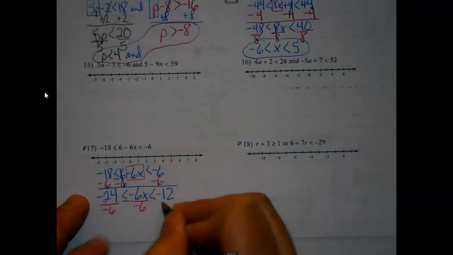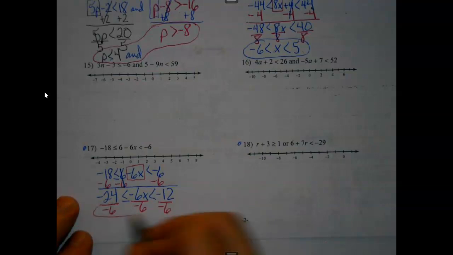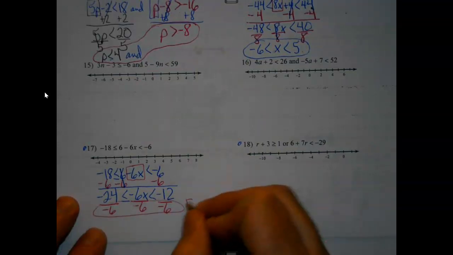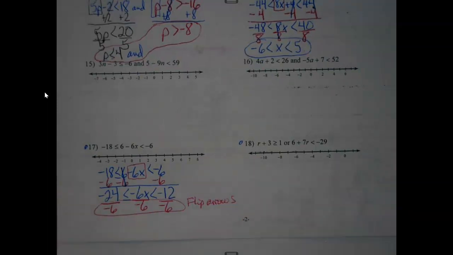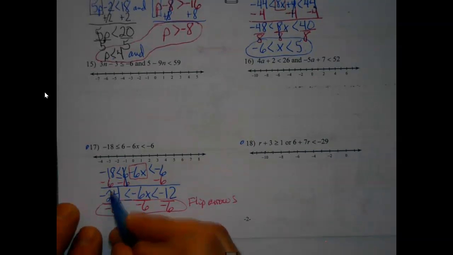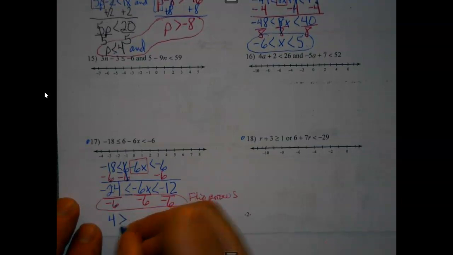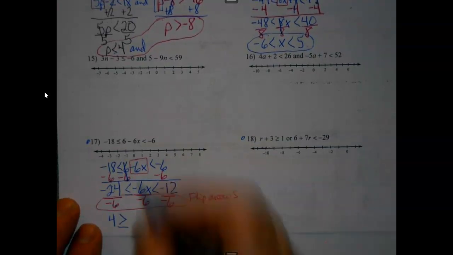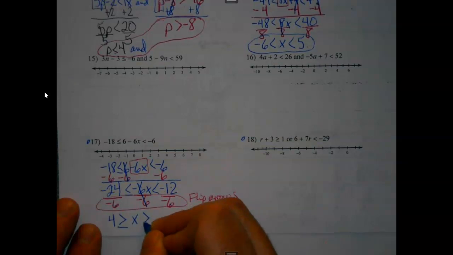Because we're dividing everything by a negative. If you divide everything by a negative, you've got to flip the arrows. So when I divide these, negative divided by negative is positive. But the arrow flips. That gives me x. Dividing by a negative, the arrow flips.